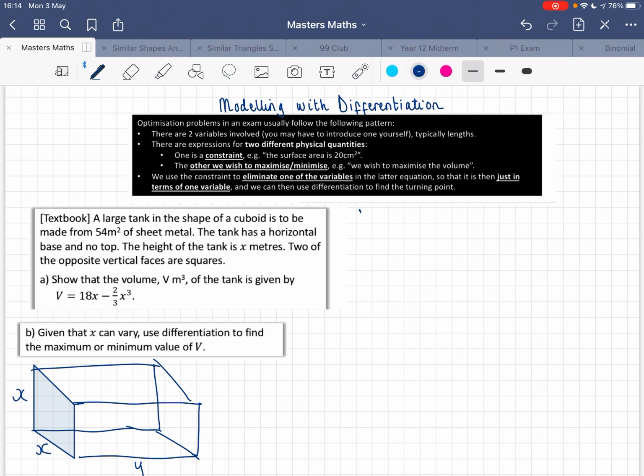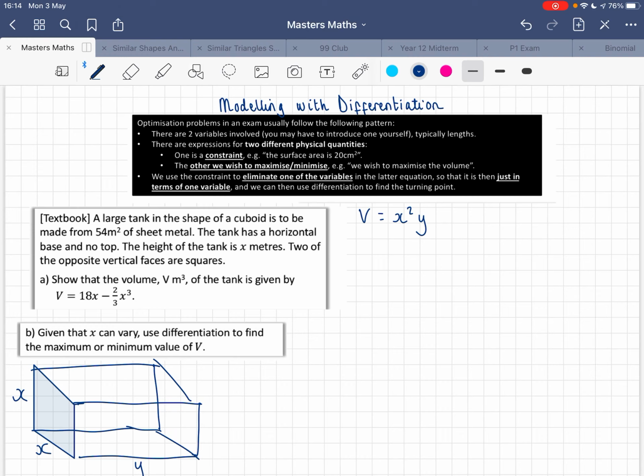What we've got so far, we know that the volume is equal to x times x times y, so x squared y. So currently that's our formula for the volume. The surface area is all of those 5 surfaces, because remember there's no top. So all of those 5 surfaces added up together.